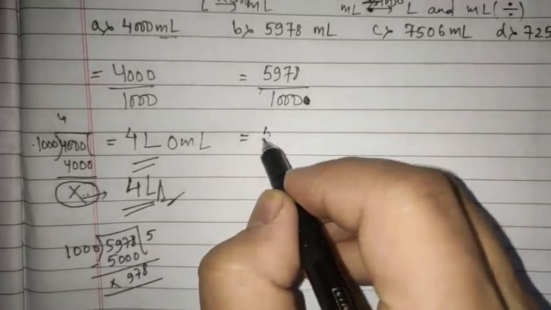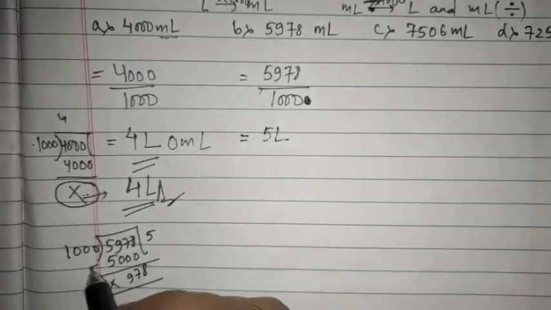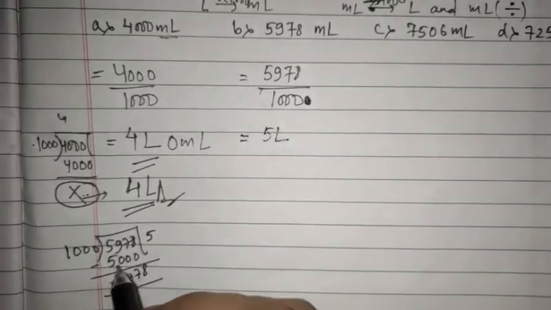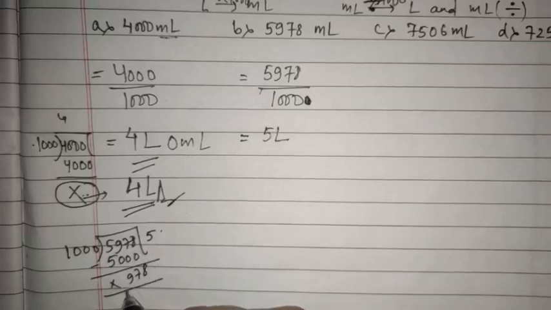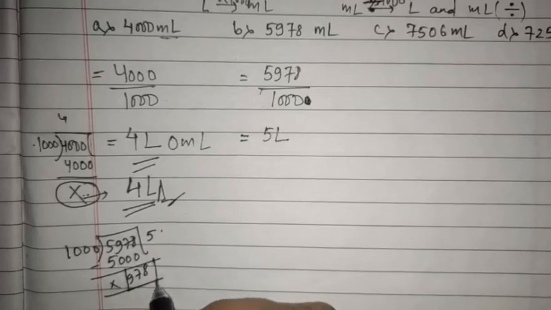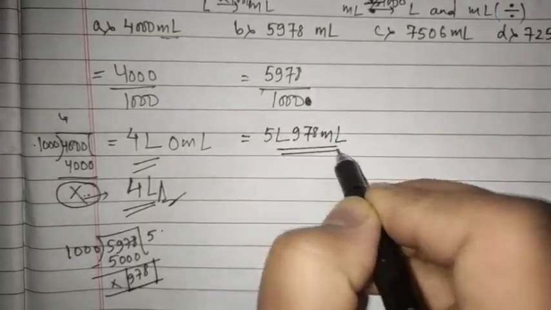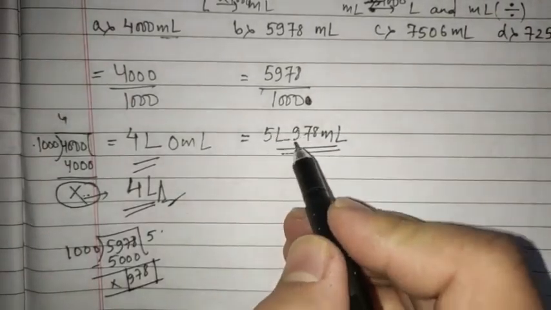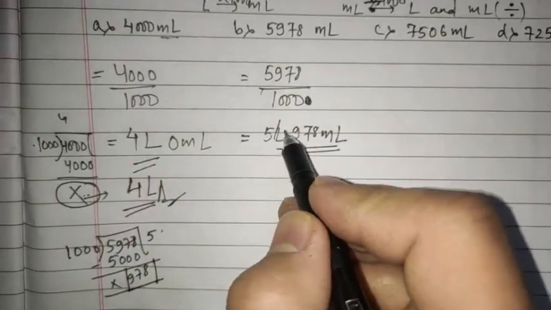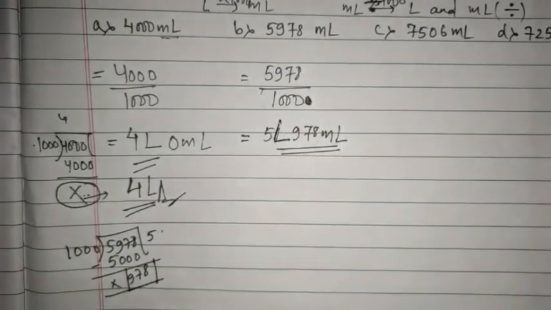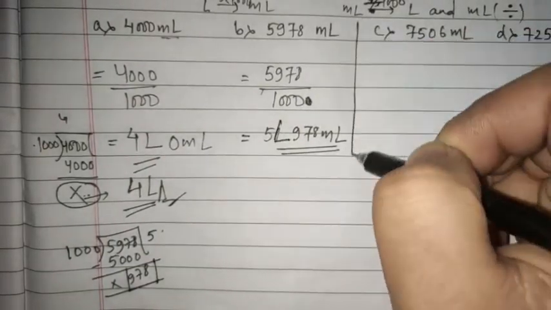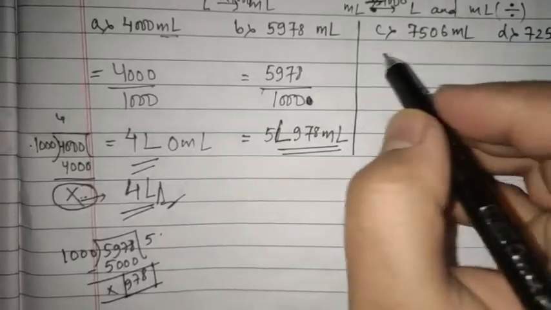It is 5 liter. Now 978 cannot be divided by 1000, right? Which is bigger. So it is 5 liter. I have told you that whatever will be a remainder, that will be your milliliter. Understood? See, this is 5 liter, 978 milliliter.